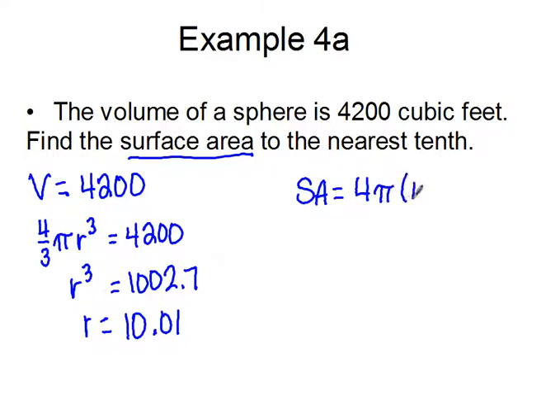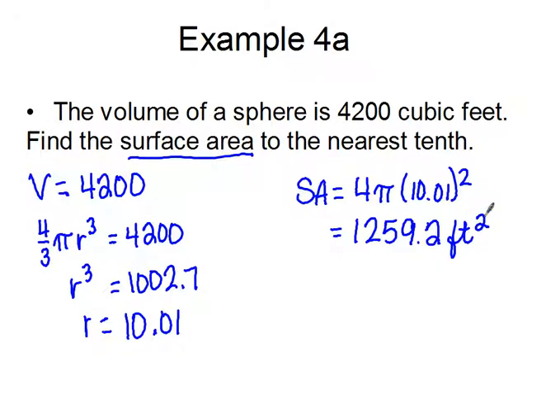So then I plug that into surface area. 4 pi times 10.01 squared. And we get 1,259.2 feet squared. Okay, a little tricky, but we can take any formula and work backwards out of it and get whatever we need out of it.